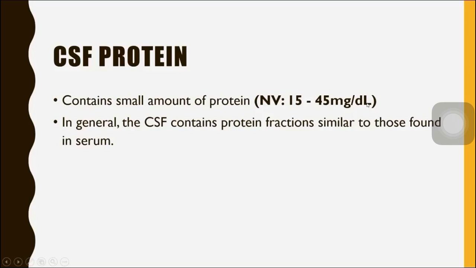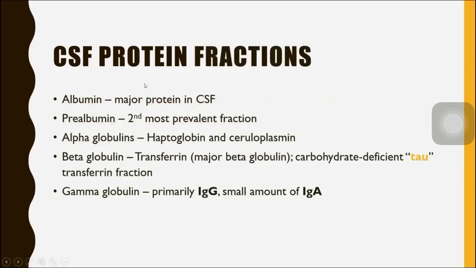In general, CSF contains protein fractions similar to those found in serum. So even though the CSF protein component is smaller, the fractions are still similar. What are the fractions present in the CSF? A major protein found in CSF is albumin, same as in serum, but the second most prevalent fraction in CSF is prealbumin, or transthyretin. Prealbumin is also present in serum, but in smaller amounts, because the second most prevalent fraction in serum is of course the alpha-1 globulins. So in CSF, the second most prevalent fraction is prealbumin.